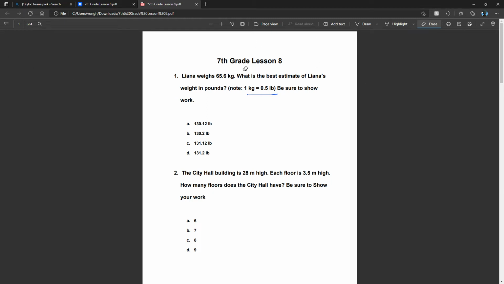This is the 7th grade worksheet for lesson 8 and I'll be covering it. Liana weighs 65.6 kilograms. What is the best estimate of her weight in pounds? And we're given a conversion, so for every 1 kilogram it's 0.5 pounds. So we just take 0.5 times this amount of kilograms.